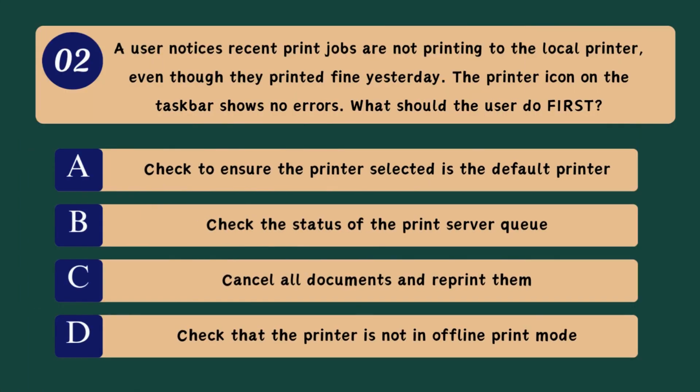Question 2. A user notices recent print jobs are not printing to the local printer, even though they printed fine yesterday. The printer icon on the taskbar shows no errors. What should the user do first? A. Check to ensure the printer selected is the default printer. B. Check the status of the print server queue. C. Cancel all documents and reprint them. D. Check that the printer is not in offline print mode.